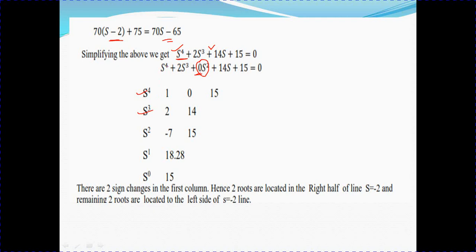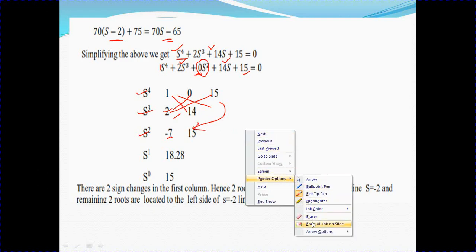Now the first two rows are formed by using the coefficients of the characteristic equation. For the first row, that is the s to the power 4 row, the coefficients will be 1, 0 and 15. For the second row, that is the s cube row, the elements will be 2, 14. Now we need to find the elements in the remaining rows by using calculations. For the s square row, we take (2 into 0 minus 14) divided by 2, which is minus 7. Then (2 into 15 minus 0) divided by 2, so you get back 15 here. This is how we calculate the s square row.